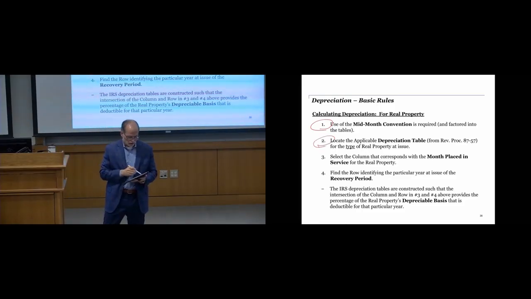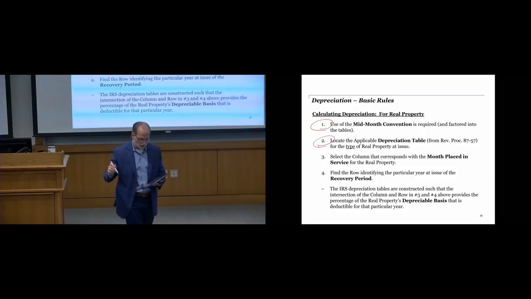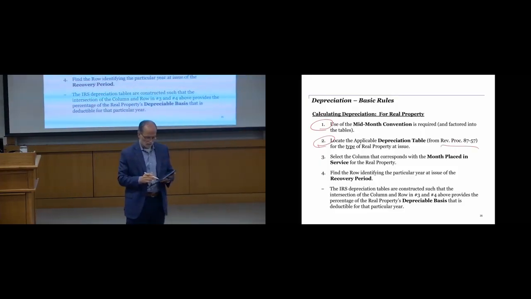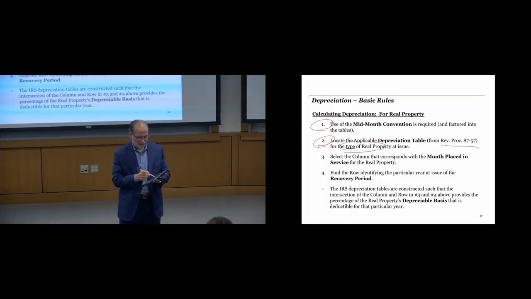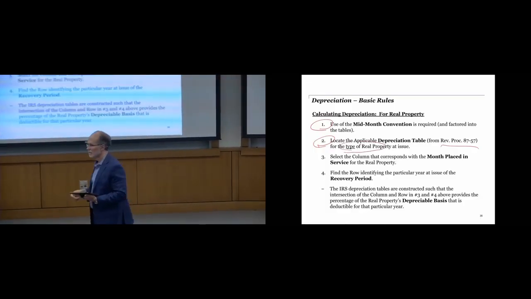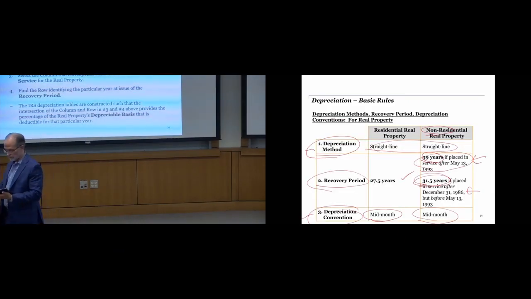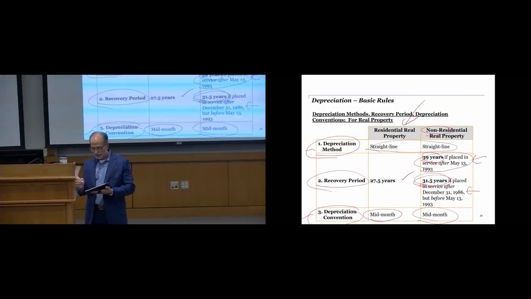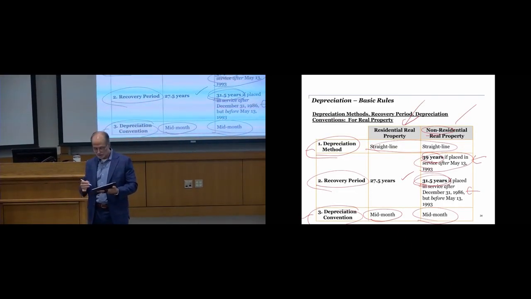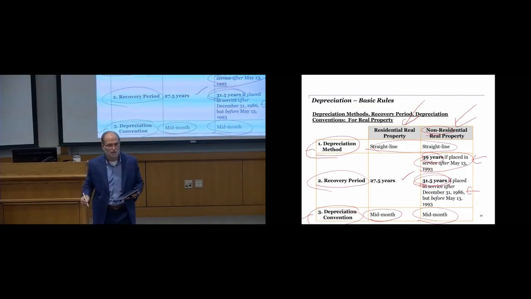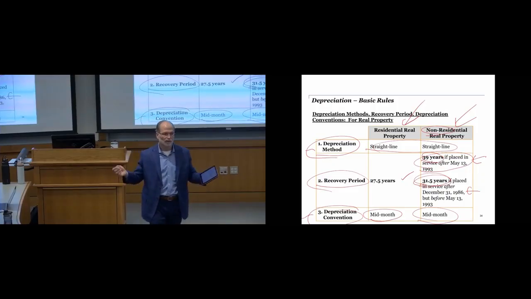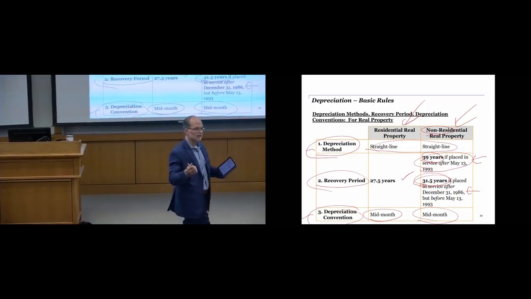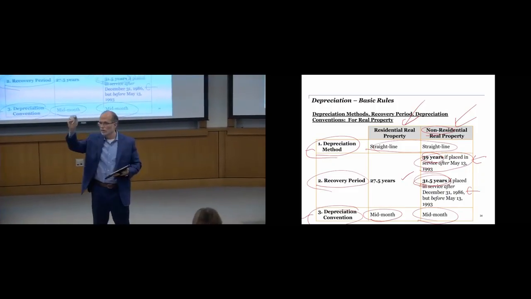Locate the applicable depreciation table. That's from the revenue procedure. The only thing I got to be cognizant of here is the type of real estate. So if I'm looking at the table for residential real property, but it's not residential real property, I have the wrong table. They're different years, different recovery periods, right? So I just gotta make sure I hone in on all these crazy facts.